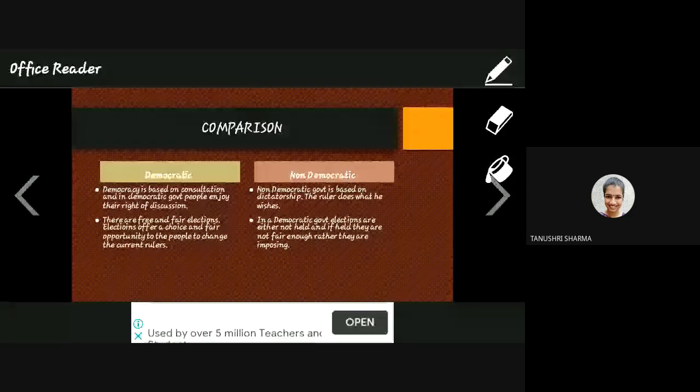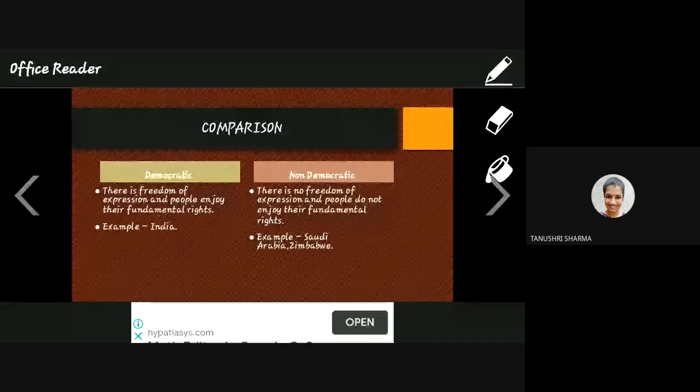Democratic government: democracy is based on consultations, and in a democratic government people enjoy their right of discussion. There are free and fair elections which offer a choice and fair opportunity to the people to change the current rulers. Non-democratic government is based on dictatorship. The ruler does what he wishes. In non-democratic government, elections are either not held, or if held, they are not fair. Democratic government: there is freedom of expression and people enjoy their fundamental rights. Example, India. Non-democratic government: there is no freedom of expression and people do not enjoy their fundamental rights. Example, Saudi Arabia and Zimbabwe. Thank you.